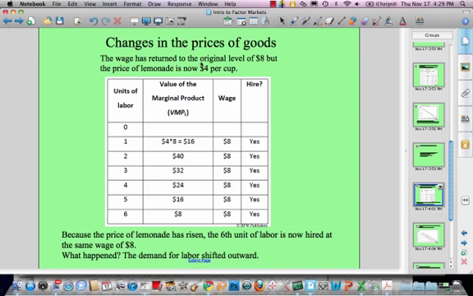And return to the original level of 8. We had looked at it going up to 12. But the price of the lemonade is now $4 per cup rather than $2 a cup. So you'll see here, rather than 2, we have 4. And we're looking at the value of the marginal product again.